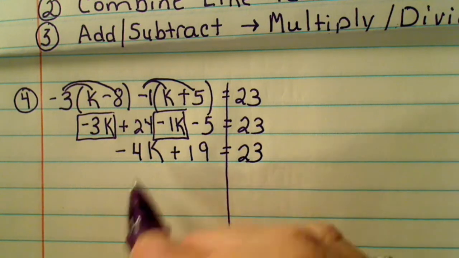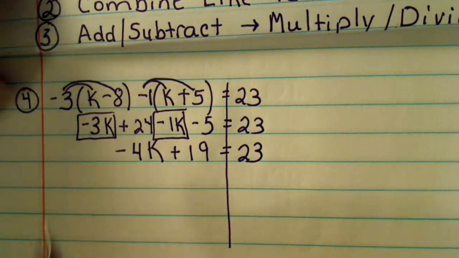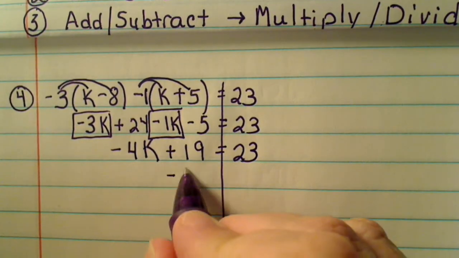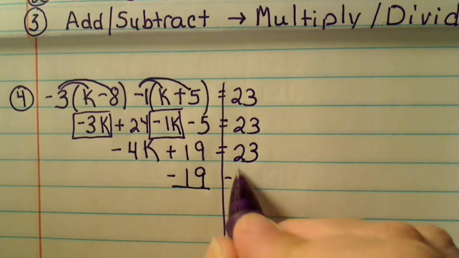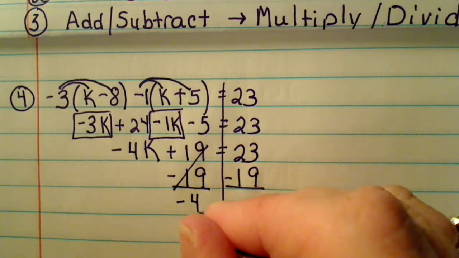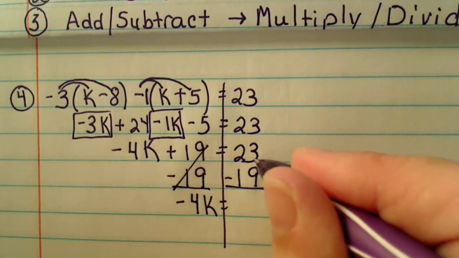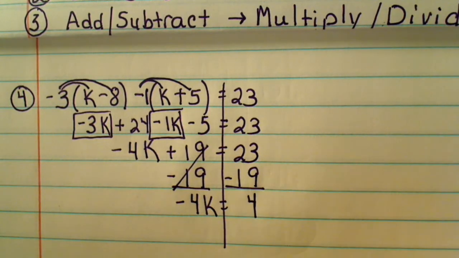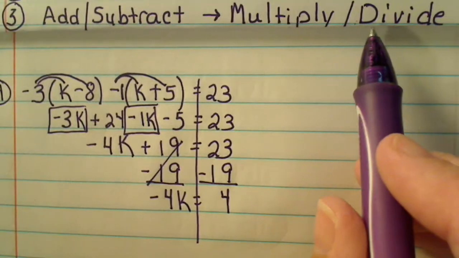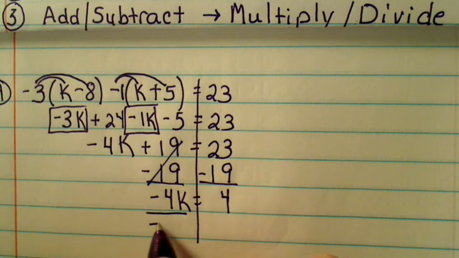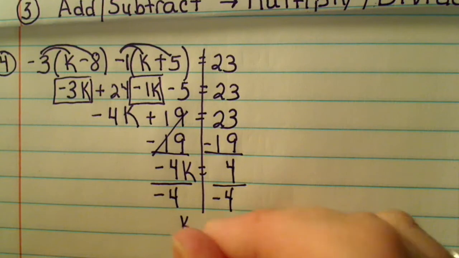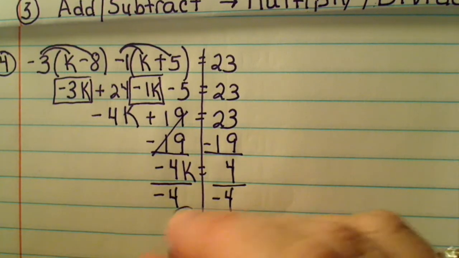All right, now we're going to do our last steps, and we're going to do the inverse of add or subtract, and then the inverse of multiplication or divide. So first, I'm going to subtract 19 from both sides. That cancels. I bring down a negative 4k. 23 minus 19 is 4. Last step, this is multiplication. The opposite is to divide. So I'm going to divide both sides by a negative 4. And my final answer here would be the variable k is equal to a negative 1.